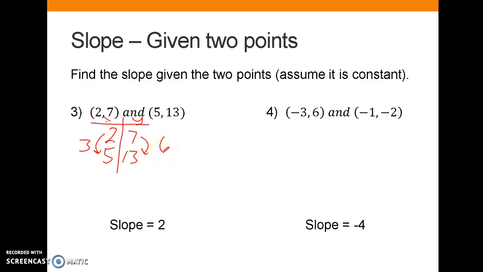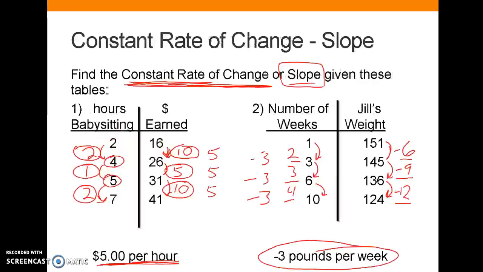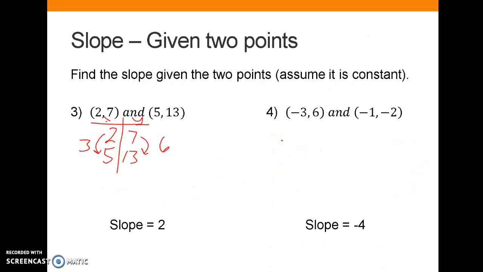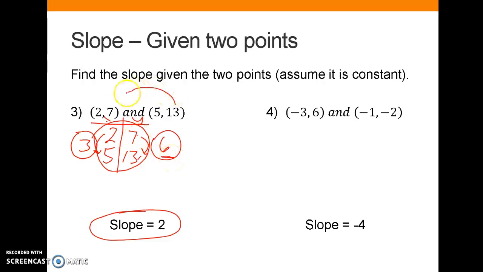So just like we did in the previous slide, where we divided the y values by the x values, we're going to do the same thing here. We're going to take the y change divided by the x change, that's 6 divided by 3, which means the slope here is 2. Now, there's another way of thinking about that, and that is, instead of putting this in a chart like this, we got 6 here because we took 13 minus 5.